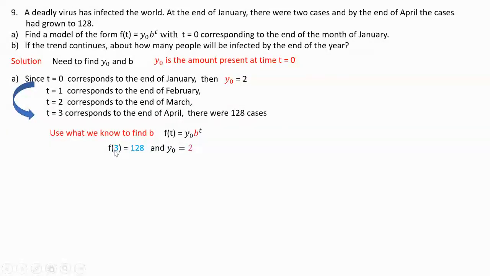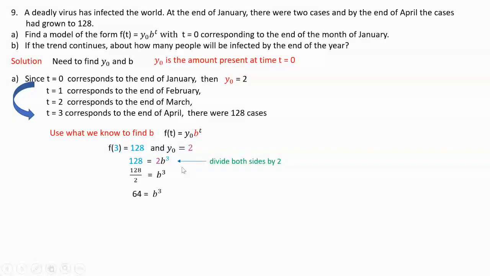So that means this is like my y. So f of 3 equals 128, right? Which means y equals 128 when t equals 3. So here we're trying to solve for b. So I'm going to divide both sides by 2. So it's going to give us 64 equals b cubed.